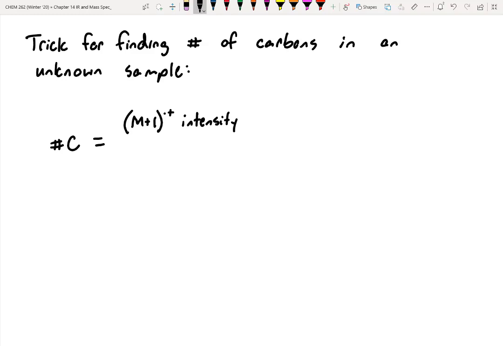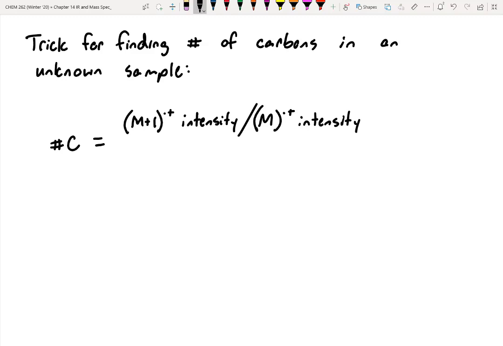What do I mean by intensity? It's how tall it is, right? So how high up it goes in that spectrum. You take that and you divide that by your parent peak, which is right next to it, immediately to the left. So essentially that's your ratio of your C13 peak, or your mass plus 1 peak, divided by your parent peak, right?